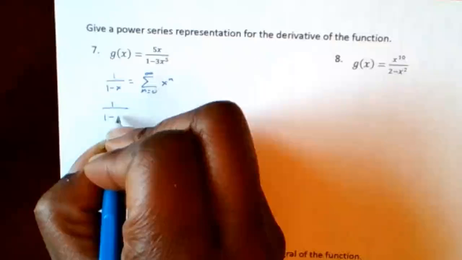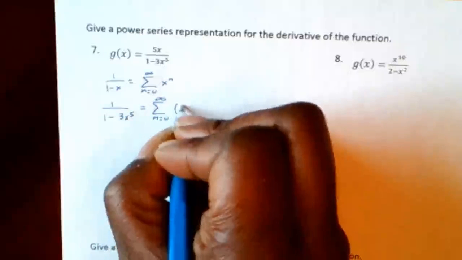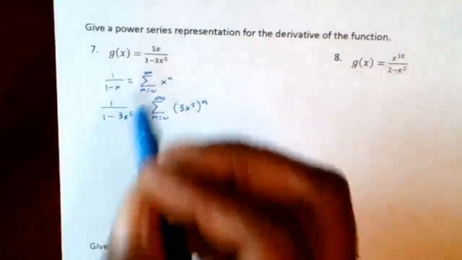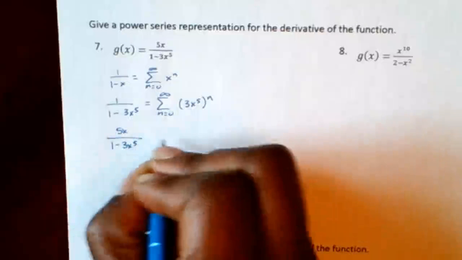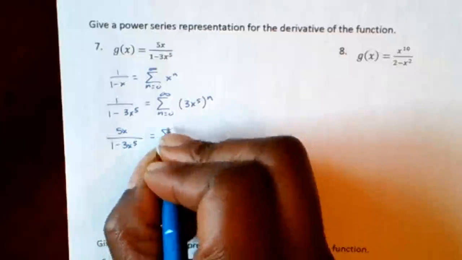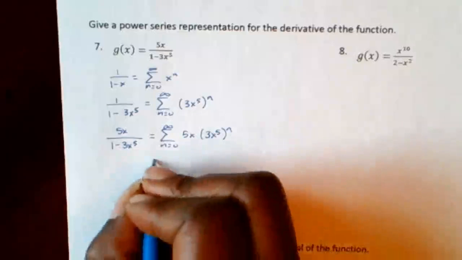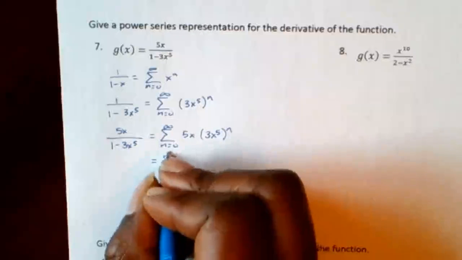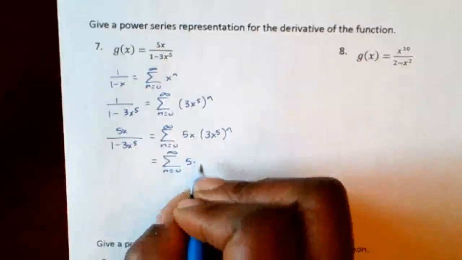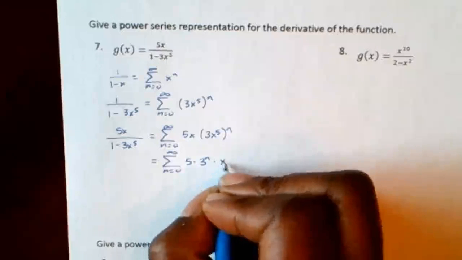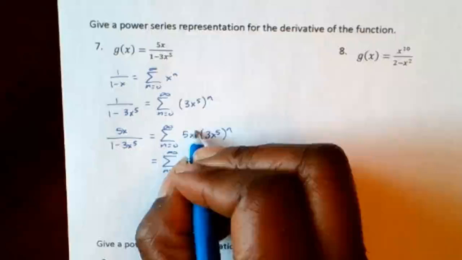And then I have 1 over 1 minus 3x to the fifth is the sum, n equals 0 to infinity of 3x to the fifth to the n. Then I got to multiply that by 5x. So I have 5x over 1 minus 3x to the fifth has to equal the sum, n equals 0 to infinity of 5x times 3x to the fifth to the n. Rewriting that to look more like a power series, looks like I have 5 times 3 to the n times x to the 5n plus 1. All right, I get the 1 from right here.